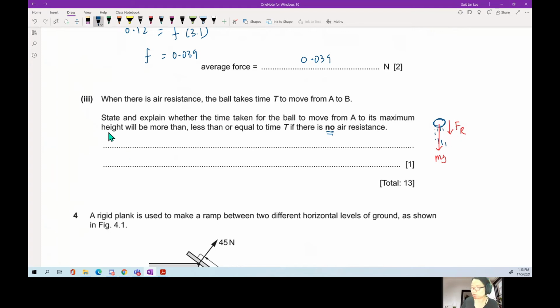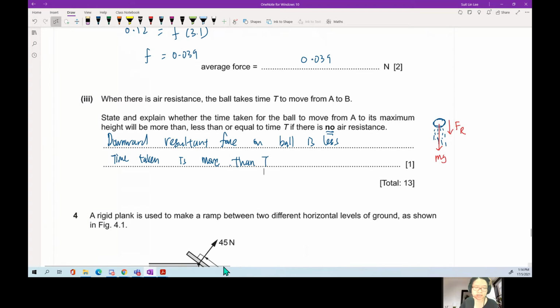So from here you could say the downward resultant force on the ball is less because you don't have this air resistance to help you as the ball is traveling upwards. When the ball is traveling upwards, there are two things that are trying to slow it down: weight, obviously, and also air resistance. But if you take away air resistance, then there's only weight. So the downward resultant force on the ball is less. So time taken is more than t.